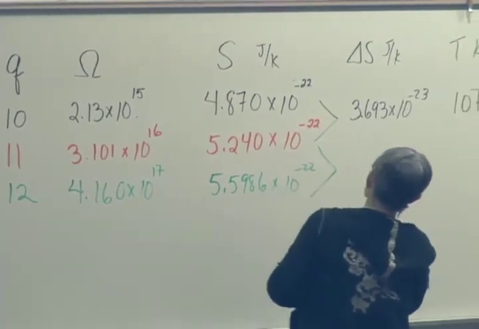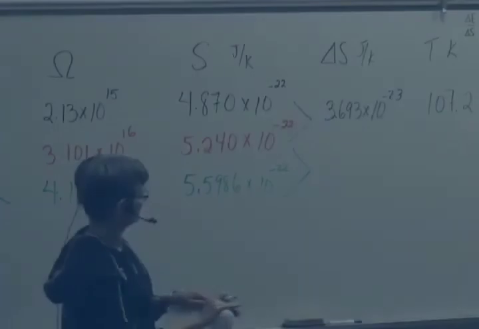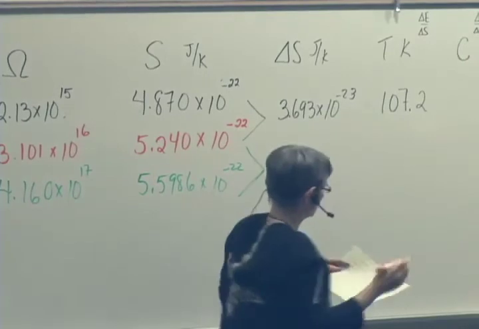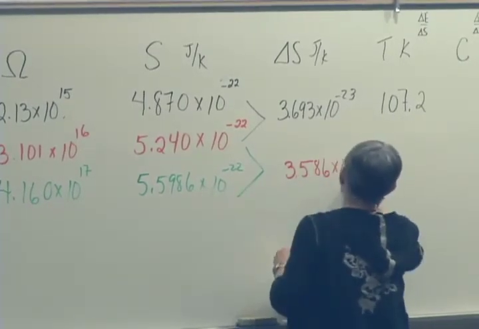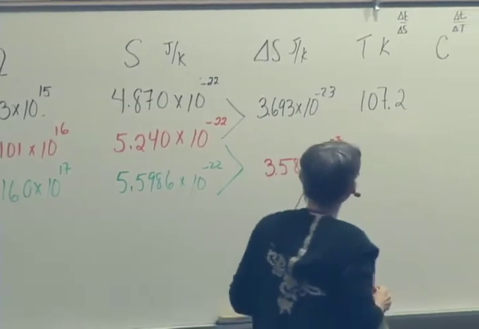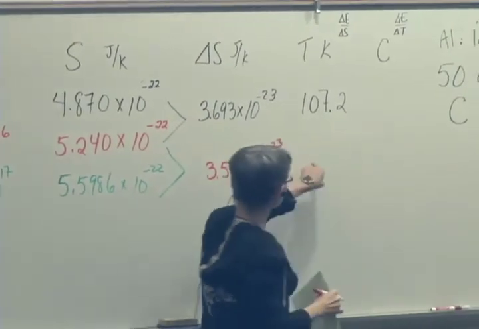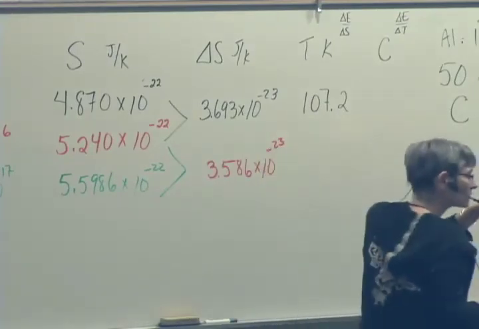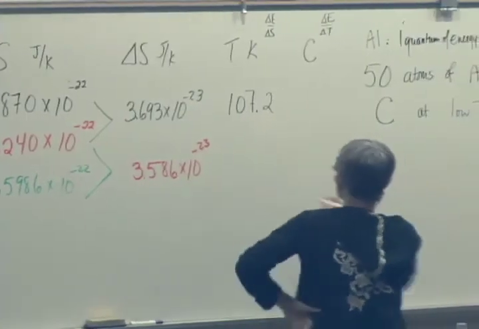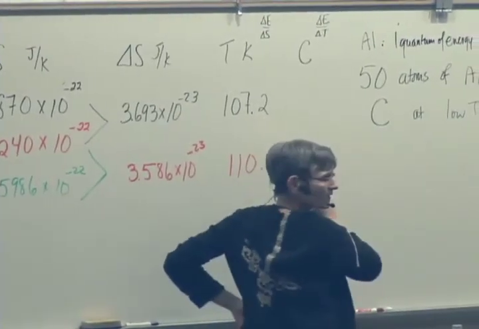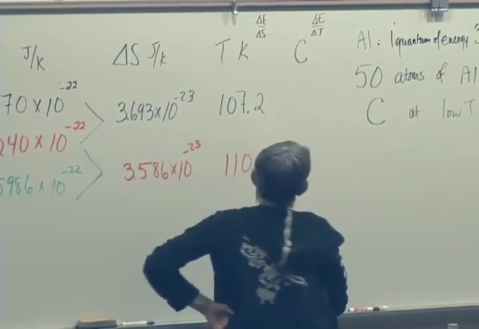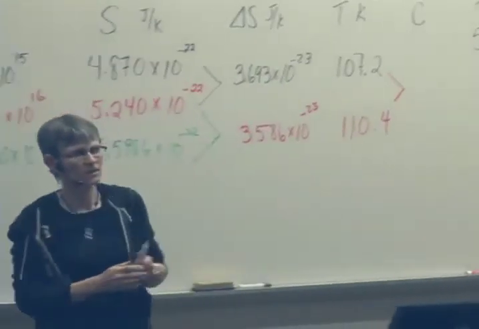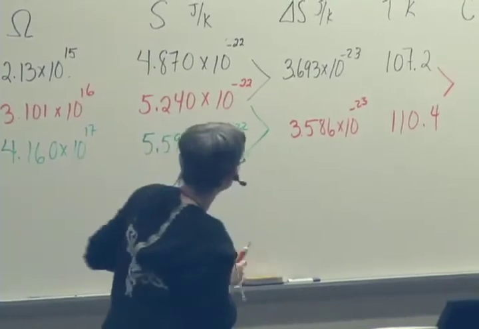Okay, what's the change in entropy? 3.586 times joules per Kelvin. And that corresponds to a temperature of 110 point what? Is that what you got? 110.454. Okay. And now it looks like we can get a specific heat capacity because we have two temperatures.